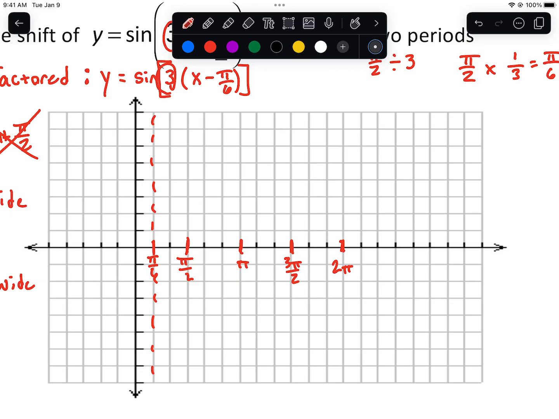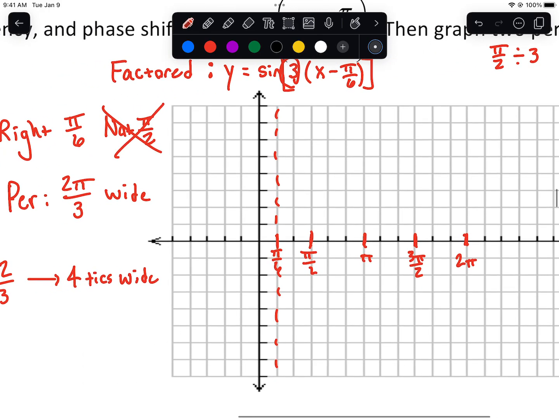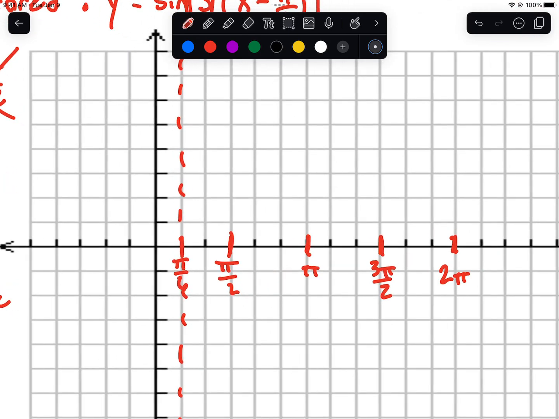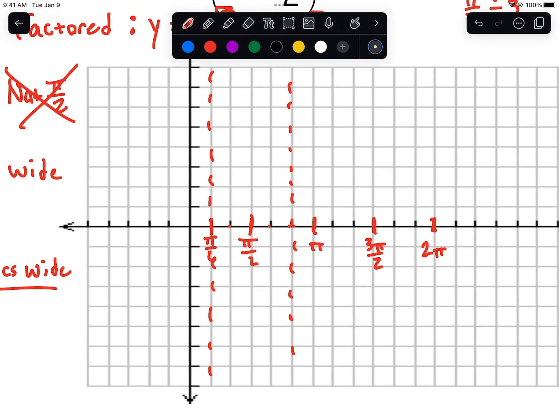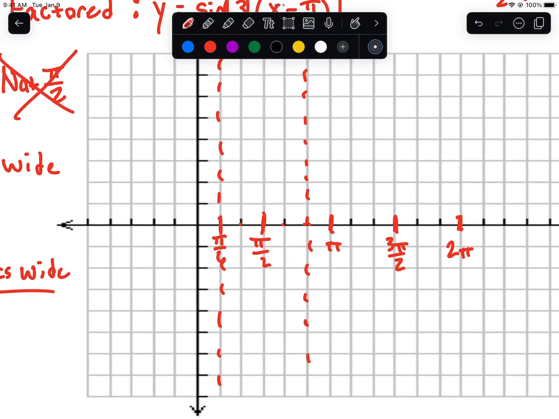If we're doing a box, I'm going to start the left of the box right there. Okay. Then, since it needs to be 4 wide, I'm going to go right 4 from pi over 6. 1, 2, 3, 4. And then I'm going to put another dotted line. Okay. And those aren't like vertical asymptotes like when we're graphing tangent and cosecant stuff. Those are just the left and right edges of the box.